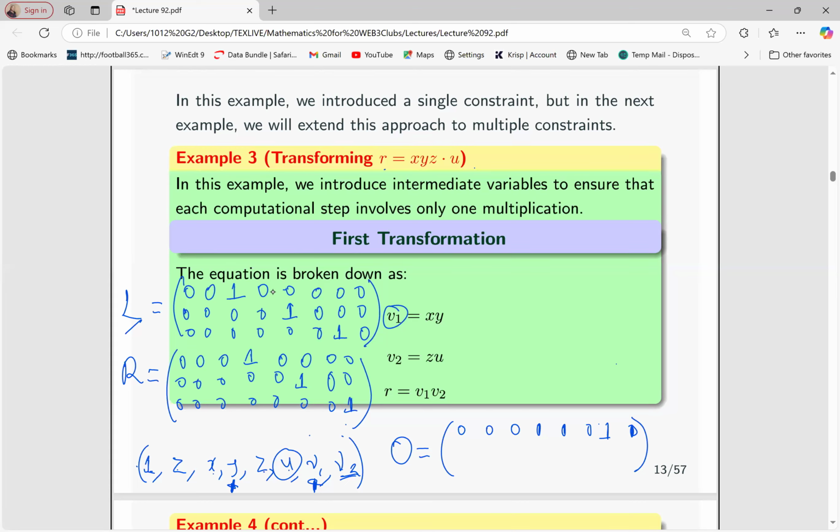What about the second row? Our output is V2. So V2 is 1. The rest are zeros. And then lastly, our third row, R is 1. Let me see, 1, 2, 3, 4, 5, 6, 7, 8. Okay, I wrote Z instead of R. So it's R. R becomes 1, and the rest will be zeros. So these are all.